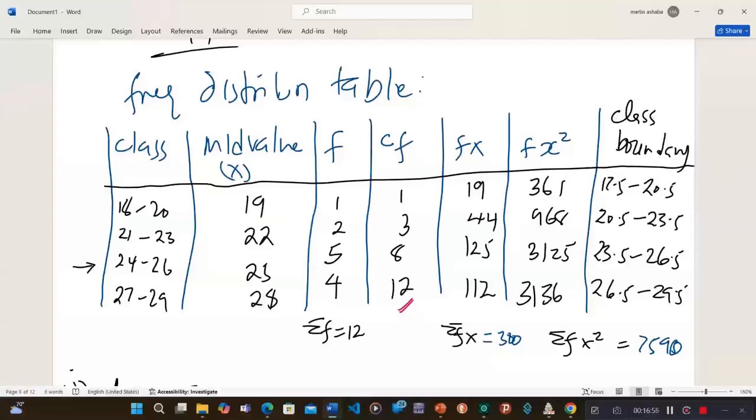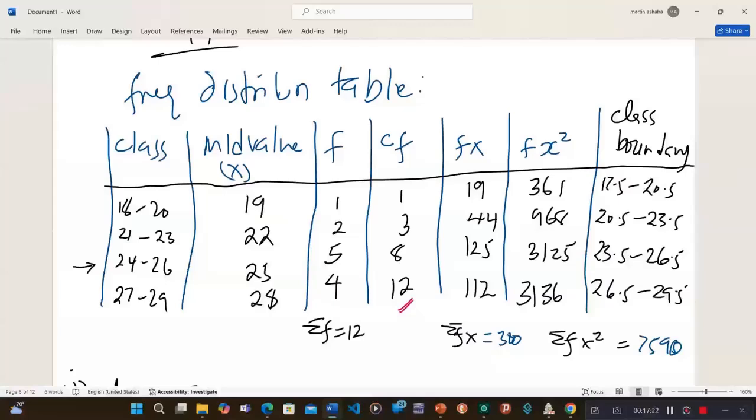Then fx squared, you get x squared, which is 19 squared times 1, which is f. You write 22 squared, which is x squared, then times f. F is 2. You write here. 25 squared, you multiply by 5. 28 squared, multiply by 5. You write here. That's boundary.